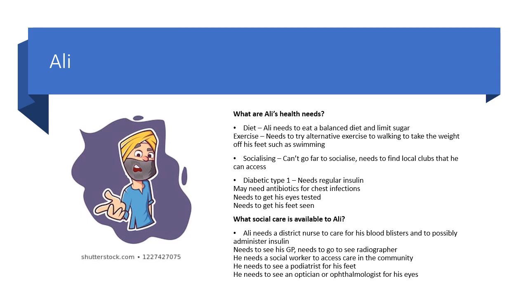Social care available to Ali, so he needs a district nurse to care for his blood blisters and to possibly administer his insulin. He needs to see his GP. He needs to go and see a radiographer for his x-ray. He needs a social worker to access care in the community. He needs to see a podiatrist for his feet, and he needs to see an optician to get his eyes checked.